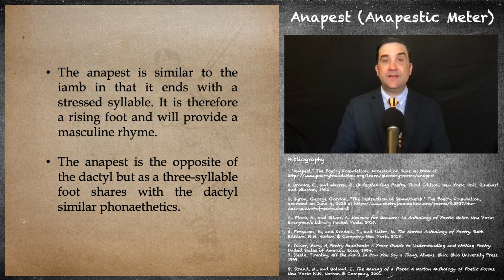Secondly, the Anapest is the opposite of a dactyl. The dactyl, as you may recall, is a 3-syllable foot consisting of 1 stressed syllable followed by 2 unstressed syllables. While the Anapest, as we're learning in this video lesson, is a 3-syllable foot consisting of 2 unstressed syllables followed by a stressed syllable. And though these 2 metrical feet are the opposites in terms of their metrical pattern, we actually kind of read them in a similar fashion, phonaesthetically speaking.